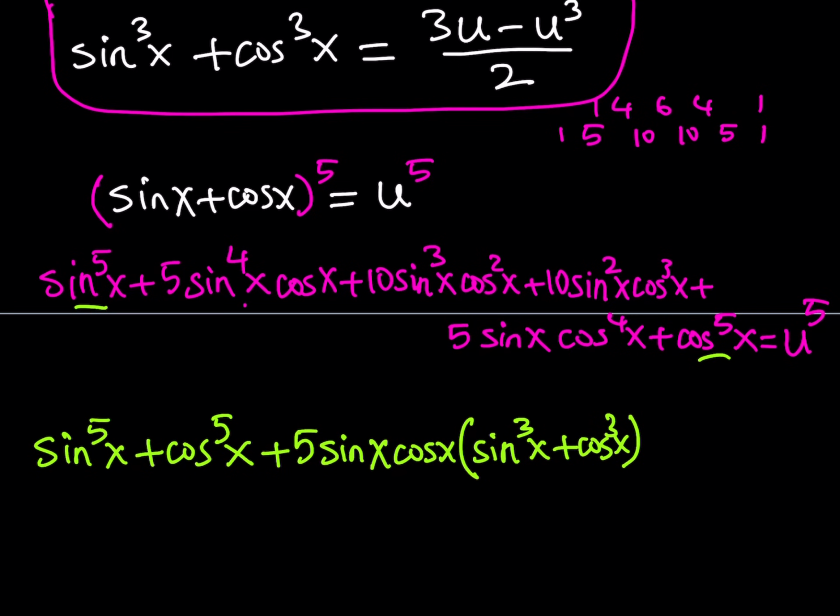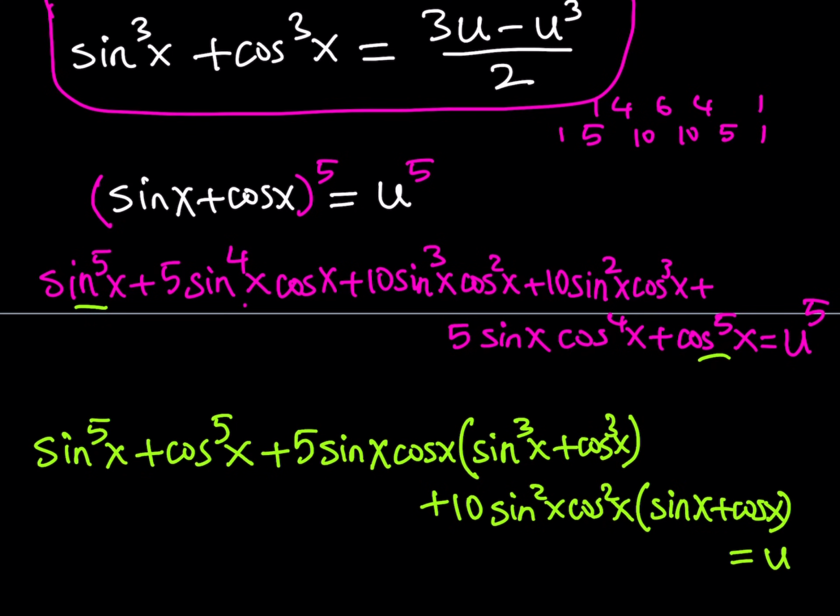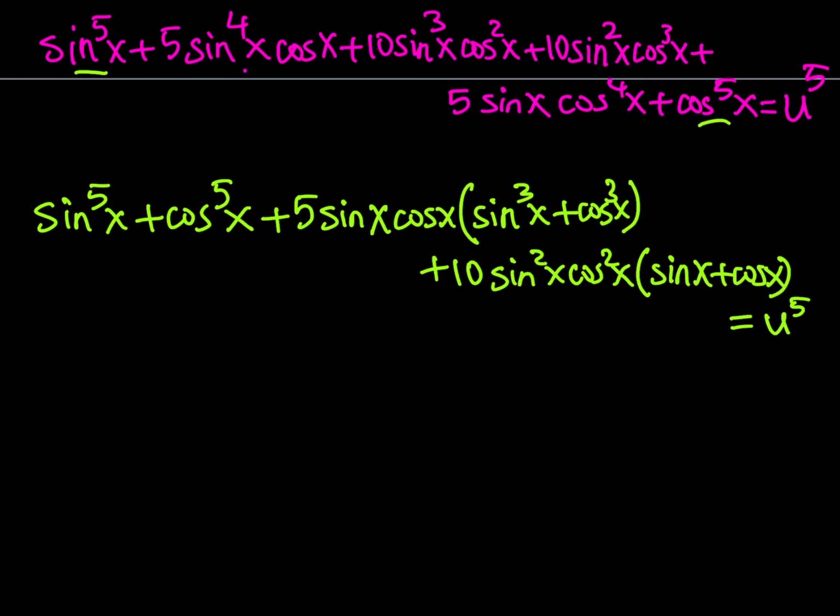Cool. All right. And then we have the terms with the 10 in front of it, right? So they can also be factored. And I'm going to write them as 10 times sine squared x cosine squared x because that's my common factor this time. And inside the parentheses, I should be getting sine x plus cosine x. Awesome. So basically, we put everything together, and then this should equal, again, u to the 5th power. Now, hopefully, this is going to be resolved soon, but let's see how that does.